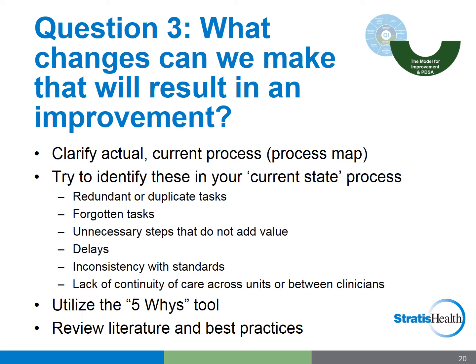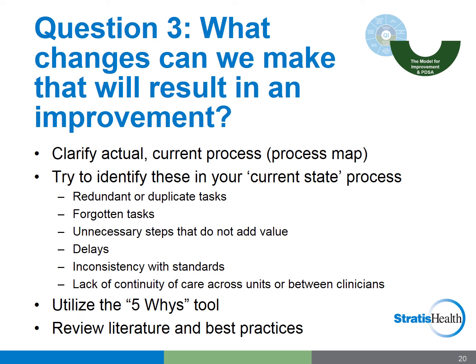As you diagram what is currently happening in your process, keep an eye out for this checklist of typical process issues: redundant or duplicate tasks, forgotten tasks, unnecessary steps that do not add value, delays, inconsistency with standards, and lack of continuity of care across units or between clinicians. As you start to dissect your process, this will generate conversations about what the root cause of the issues are that may be at the basis of poor performance for your chosen measure, or spark ideas about performing even better if you're doing just average or below an optimal level.